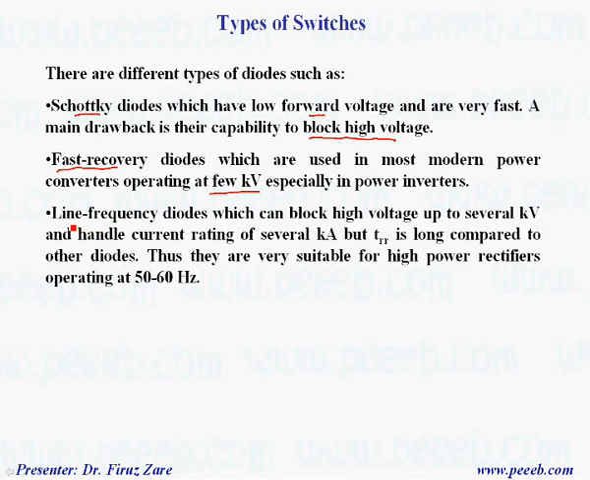And the next type is line frequency diodes, which can block high voltage up to several kilovolts and handle current up to several kiloamps, but reverse recovery time is long compared to other types of diodes, and they are suitable power diodes for operating at 50-60 Hertz, for example operating at line frequency, especially in AC-DC rectifiers.